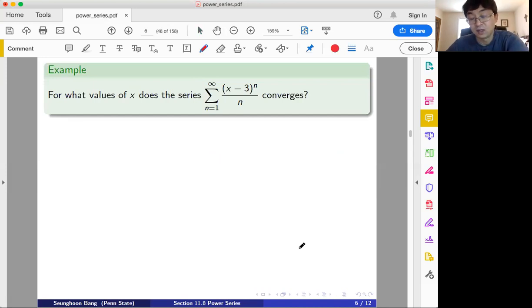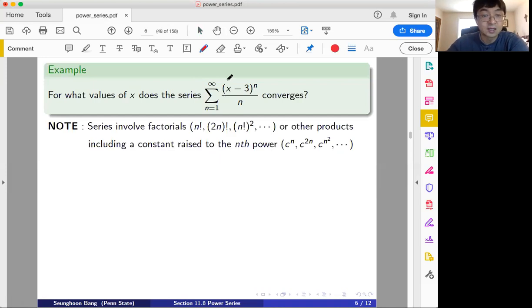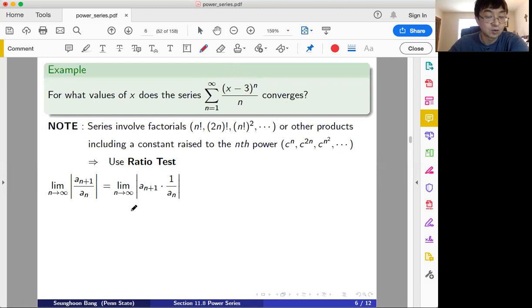Like the ratio test again? Yes, because x minus 3 to the power n is in the form c to the n. We can use the ratio test again. It's good. So you can calculate. This is the same as the limit of a n plus 1 times 1 over a n. So we have the limit as n approaches infinity of a n plus 1. You plug n plus 1 into this n.